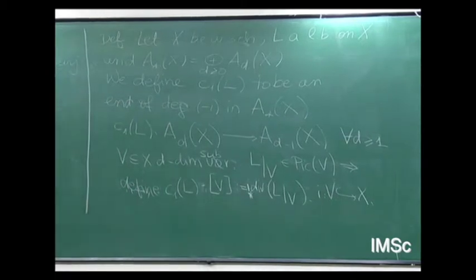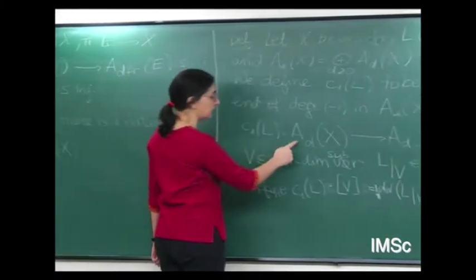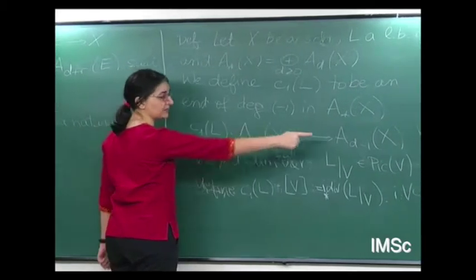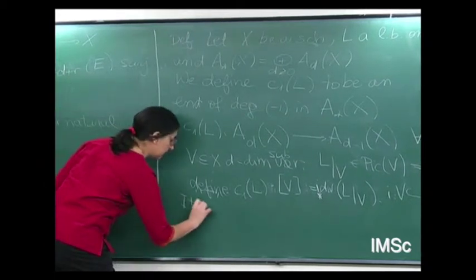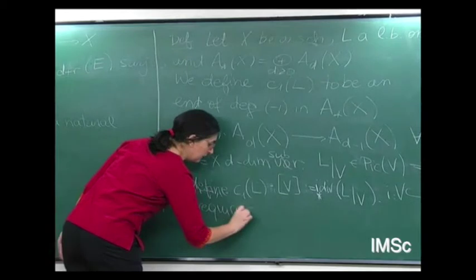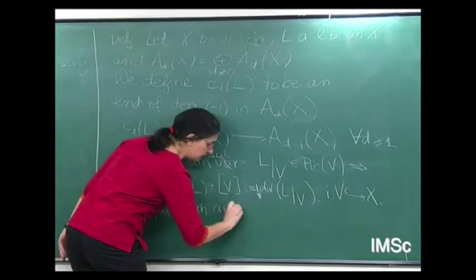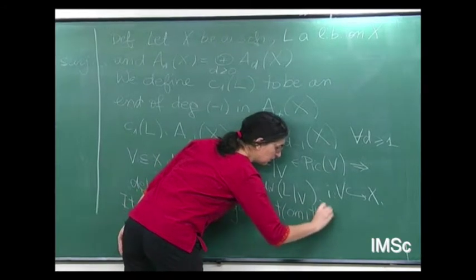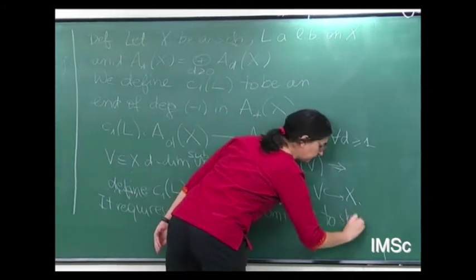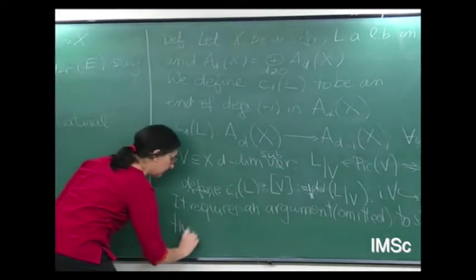And of course, there is a small argument to do here, which is to check that this way I define a map from Z_D of X to A_{D-1} of X, and it requires a small argument, which I will omit, to show that this respects rational equivalence.